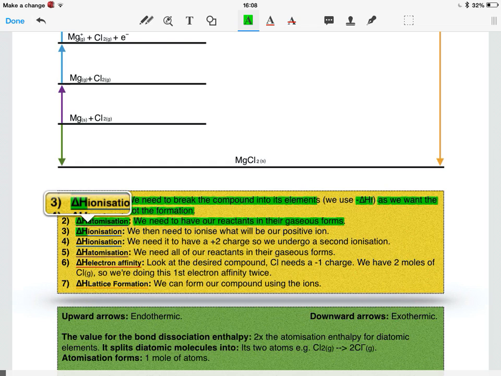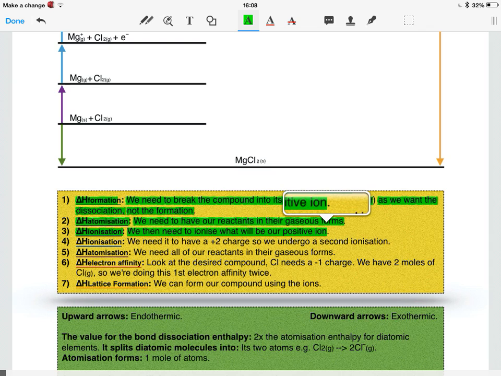What we then do is we do the enthalpy of ionization. We need to ionize what will be our positive ion. However, in this case, magnesium needs to have a 2+ charge, so we undergo a second ionization.